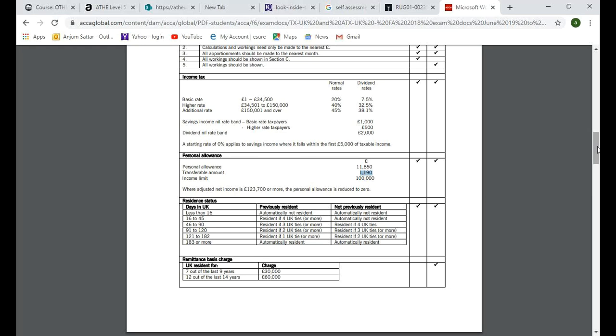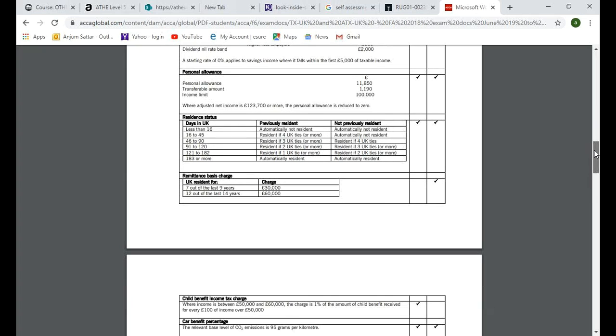If we have just a dividend, we have a rate of 7.5% up to £34,500. After this, of course, we have higher rates of 40%, and then additional rates of 45%. But dividend income can be taxed at lower rates, so some people just take the dividend. Any question? No, this is clear.